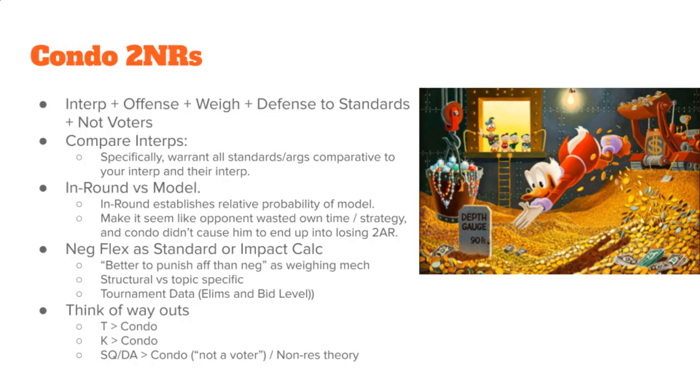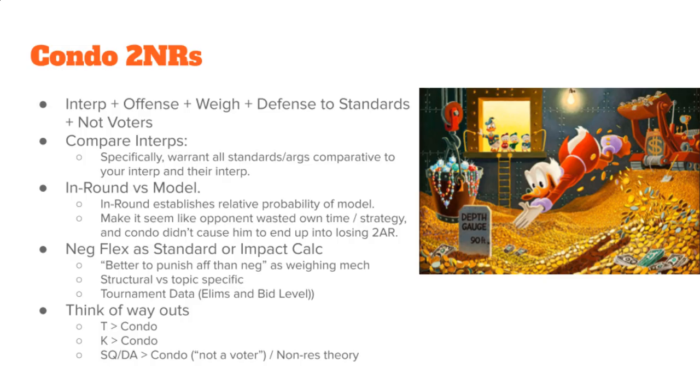Finally, in-round versus model. In-round abuse could establish what the relative probability of what happens in the real world is, not what hypothetically could happen. Vice versa, what happened here is not necessarily what always happens in the real world. And so allowing these other things could be very, very bad. We might want to limit those.